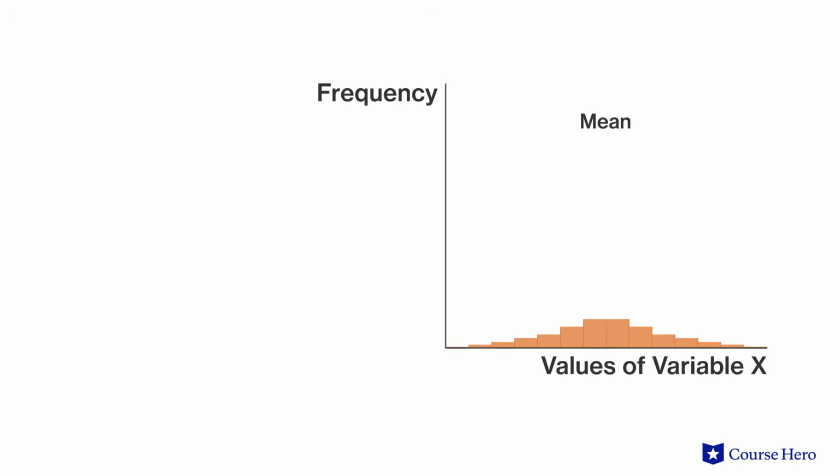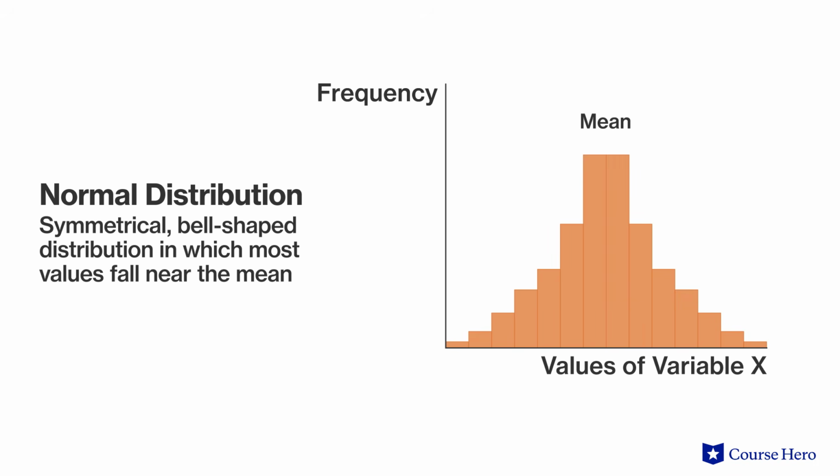Variance is often displayed as a normal distribution, a symmetrical bell-shaped distribution in which most values fall near the mean. About 68% are within one standard deviation of that mean. For example, grades generally follow a bell-shaped distribution. Some grades are very high and others are very low, but most are around the middle of the range.